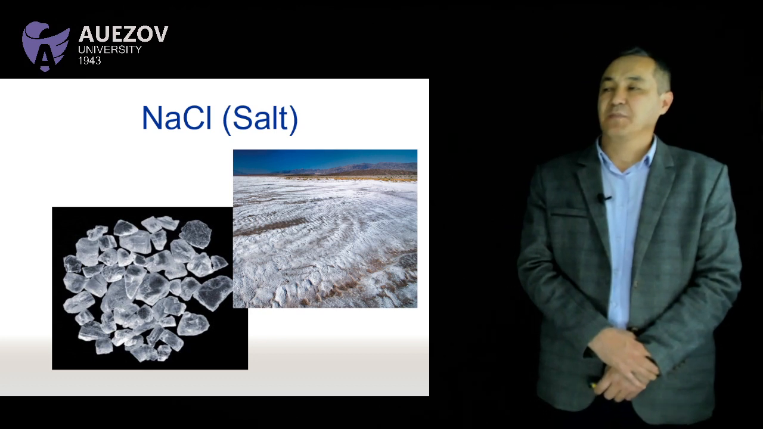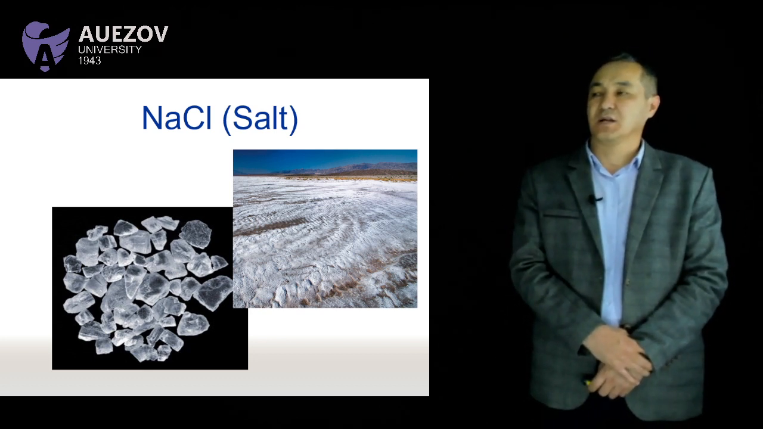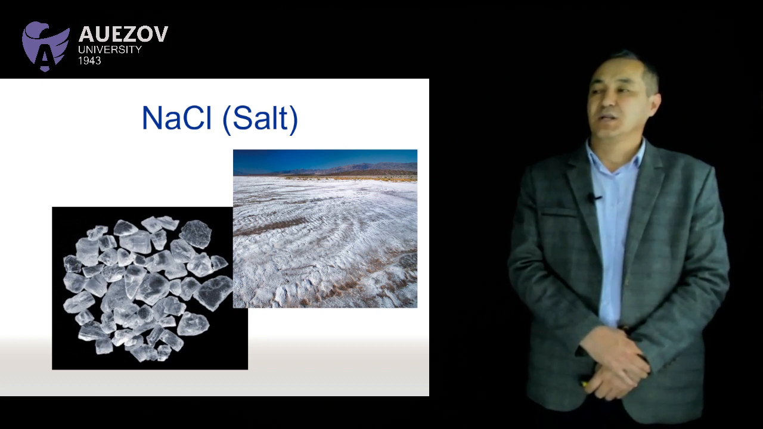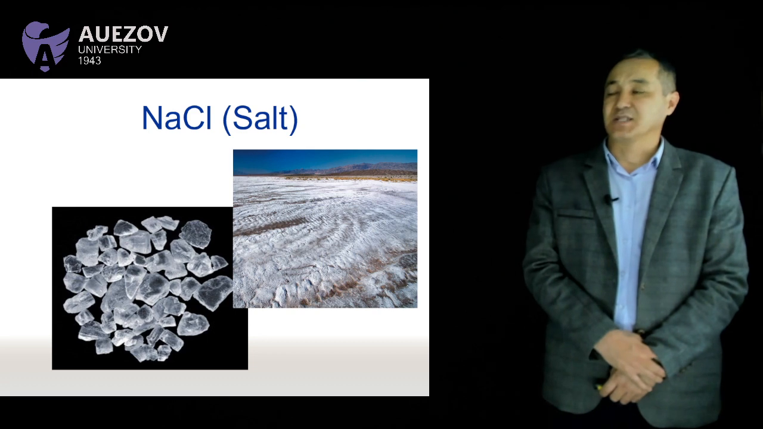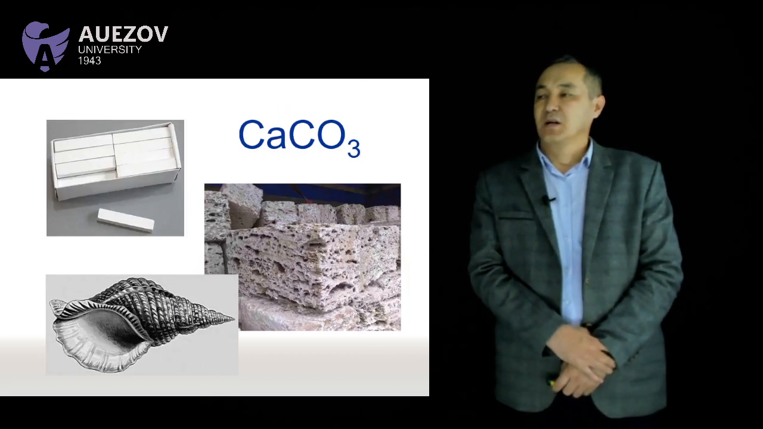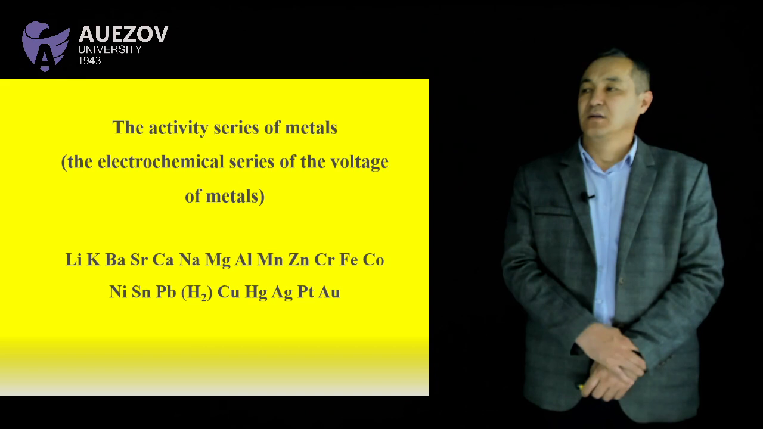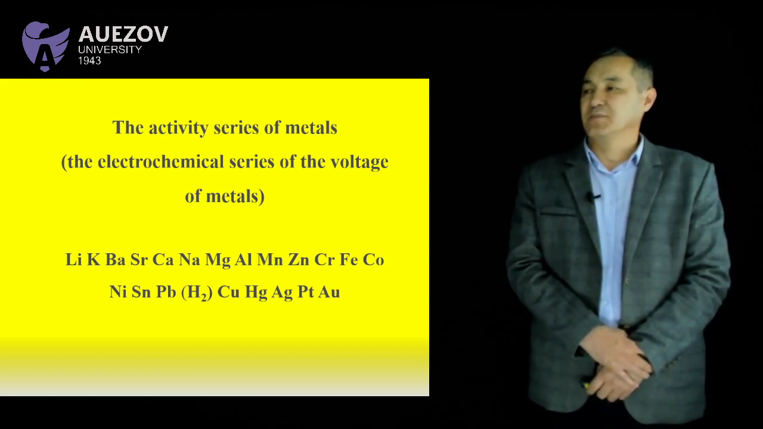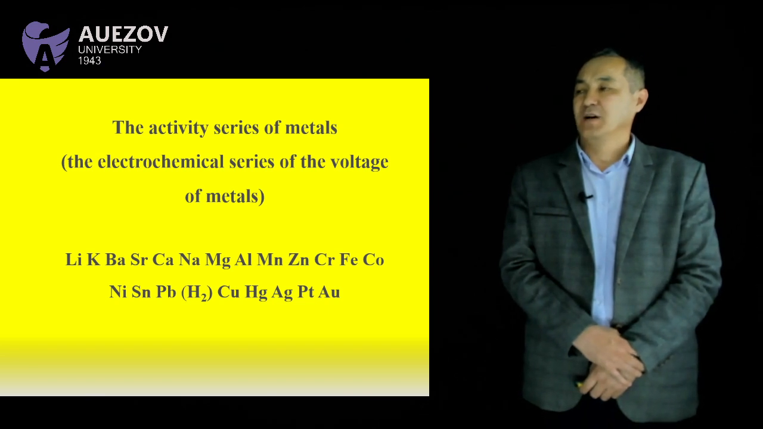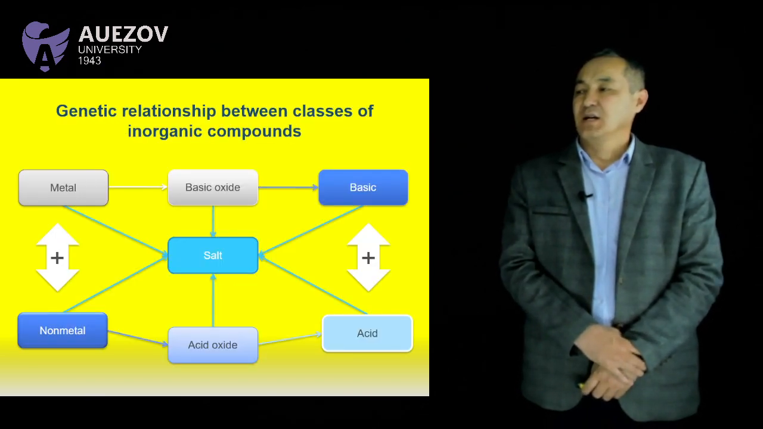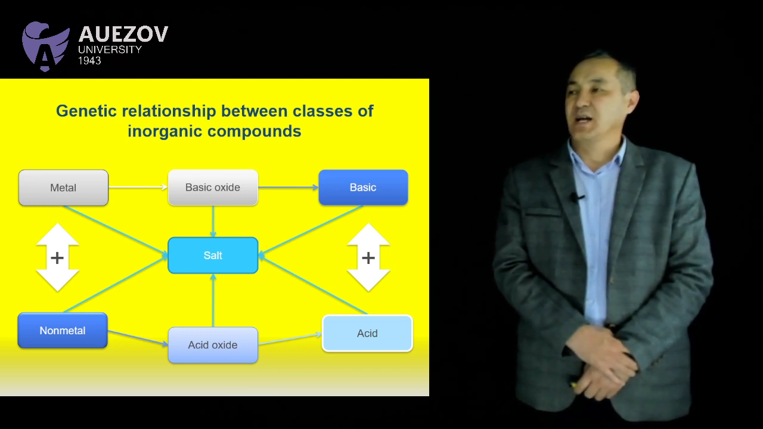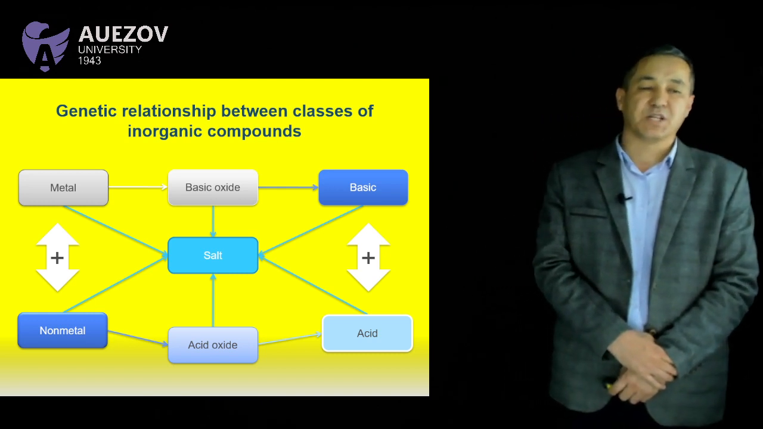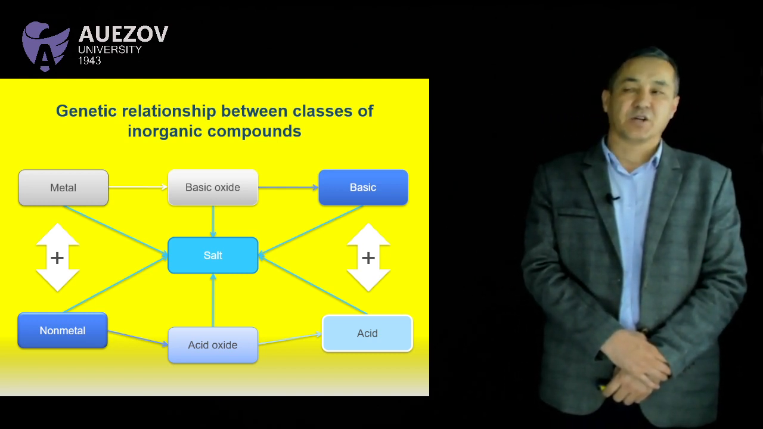These types of chemical substances we can see and use in nature. For example, salt and marble. On the next slide we can see the series of activity of metals. And on the next slide we can see the genetic relationship between classes of inorganic compounds.